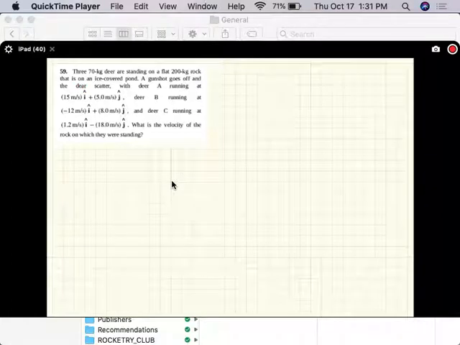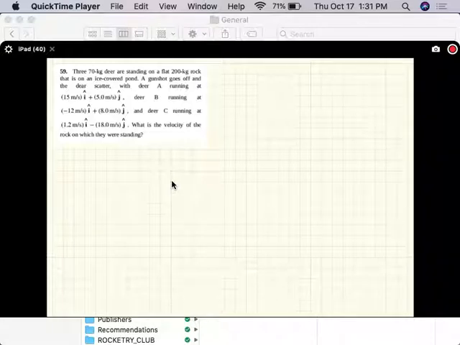With deer A running at 15 meters per second I plus 5J, B running at minus 12I plus 8J, and C running at 1.2I minus 18J. What is the velocity of the rock on which they were standing?